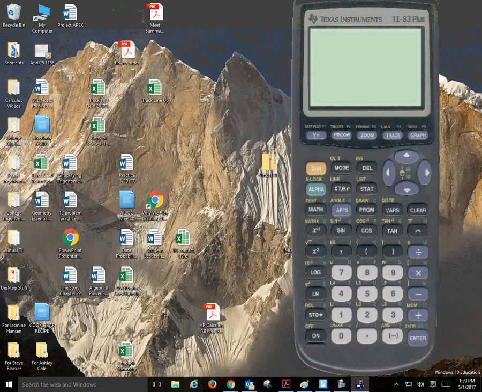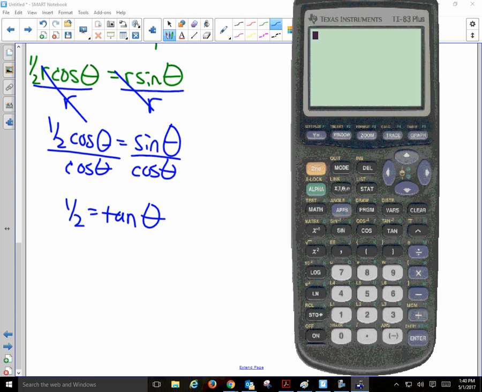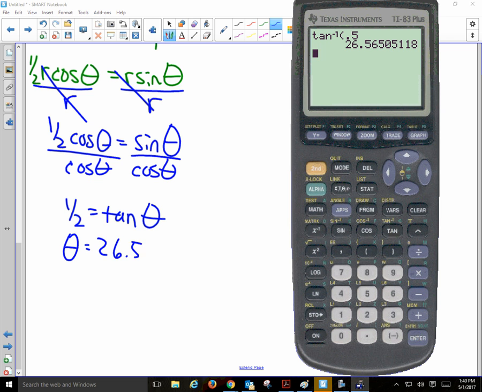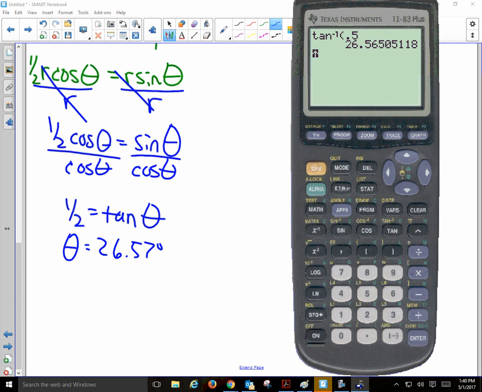Okay, here we go. So let's check it out. I've got tangent of theta is equal to 1/2. I'm in degrees mode. I'll go inverse tangent of 0.5, and I get 26.57, so theta is equal to 26.57 degrees. I would ask you to list it in radians. If we go down to radians and do the same action, we get 0.46 radians.